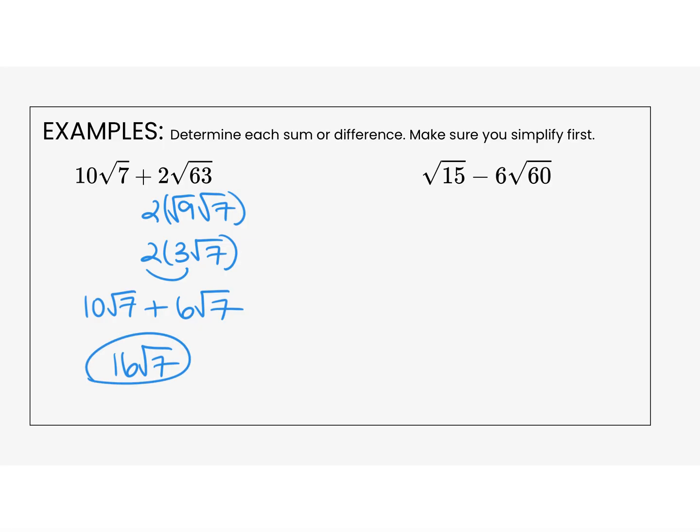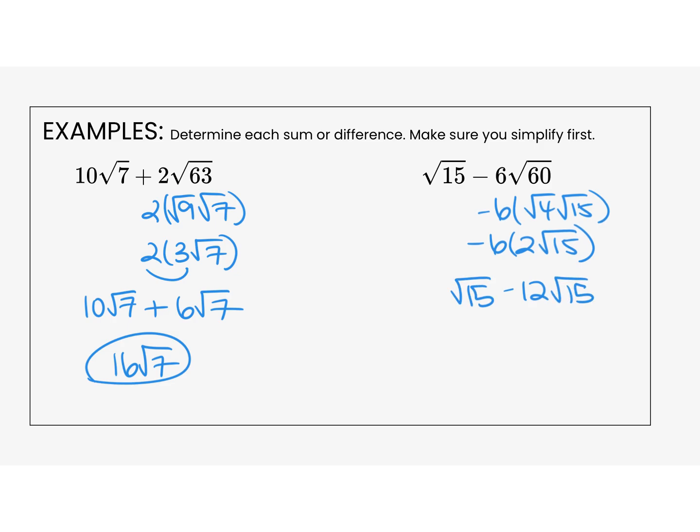Next one, square root of 15 is good. I cannot simplify that. Minus 6 times the square root of 60. Square root of 60, I can simplify. So that would be square root of 4 times the square root of 15. So that's 2 root 15. So that would be -12 root 15. So I have 1 root 15 minus 12 root 15. Remember, even if there's no number out front, there's an invisible 1 right there. So 1 minus 12 is -11 square root of 15. That's my answer there.